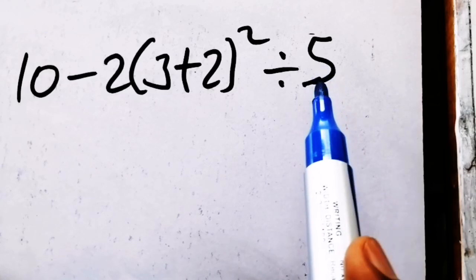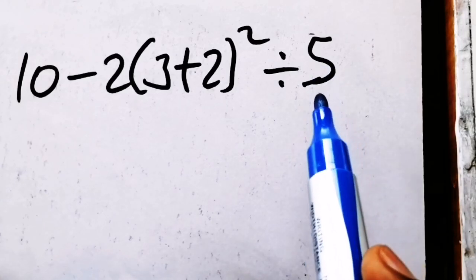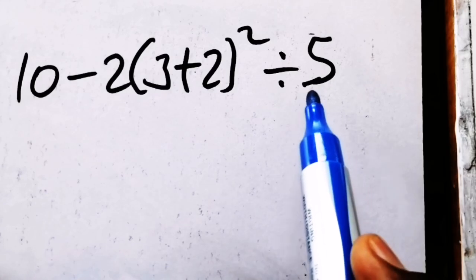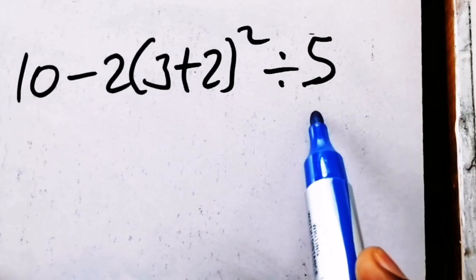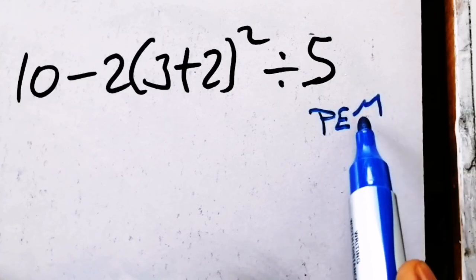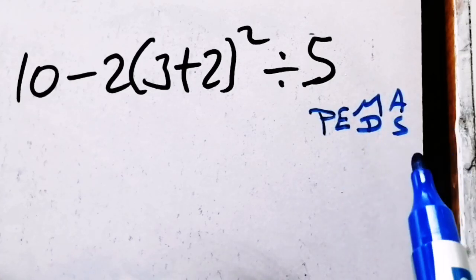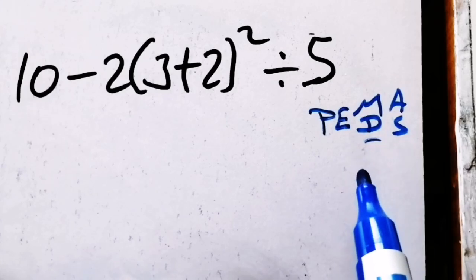In order to get the correct answer of this expression, we need to follow the PEMDAS rule, okay? Therefore, according to the order of operation PEMDAS, first we have to do parentheses, then exponent, then multiplication or division, and finally addition or subtraction. Remember that multiplication and division has equal priority.